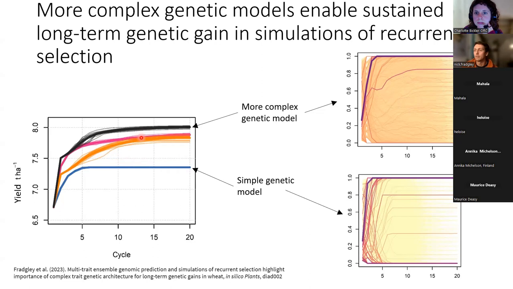And that's much more reflective of what we see in real life in breeding programs, that you can still get progress in breeding despite not having a lot of genetic diversity to play with. So yeah, I think that's quite an interesting explanation of what's going on.